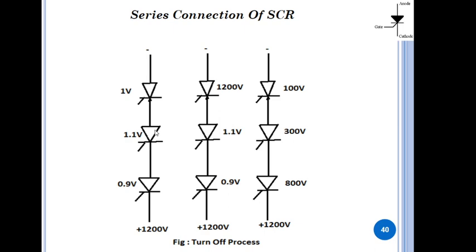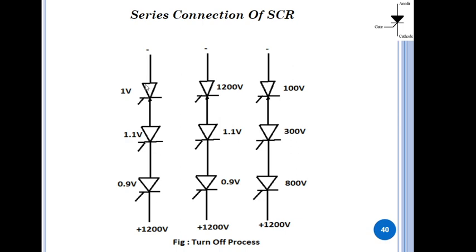We are considering the same figure, only we are applying the reverse voltage. But after applying the reverse voltage, reverse recovery current starts flowing through the circuit, and no SCR can go into the off state instantly. Hence the voltage distribution across each SCR is low, and we are showing 1 volt, 1.1 volt and 0.9 volt. It means here your SCRs are not in the off state.